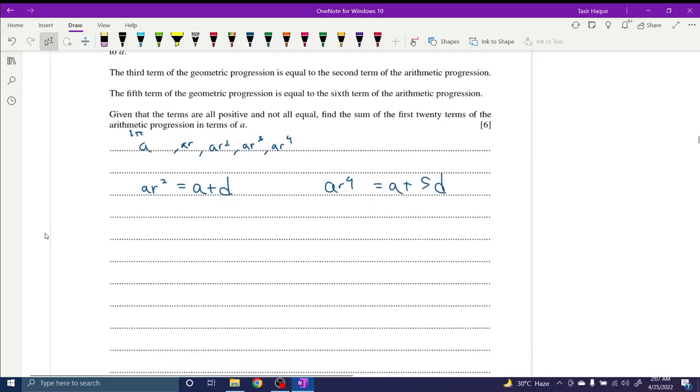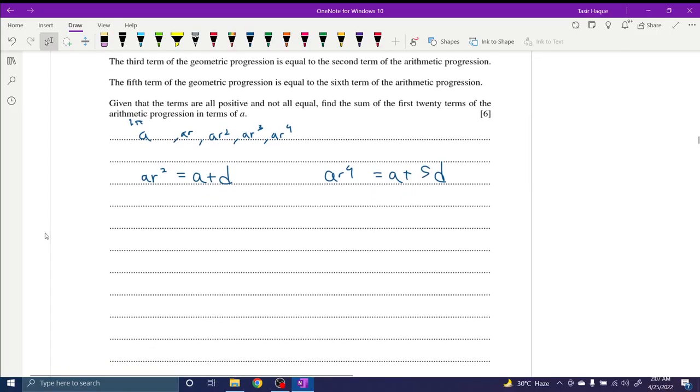Now you have multiple routes. You can solve this in many ways. You can either choose to get rid of r. That's a more time-consuming route. There's another faster way.